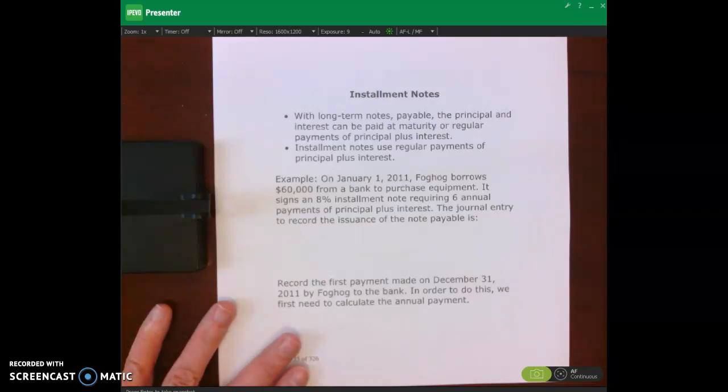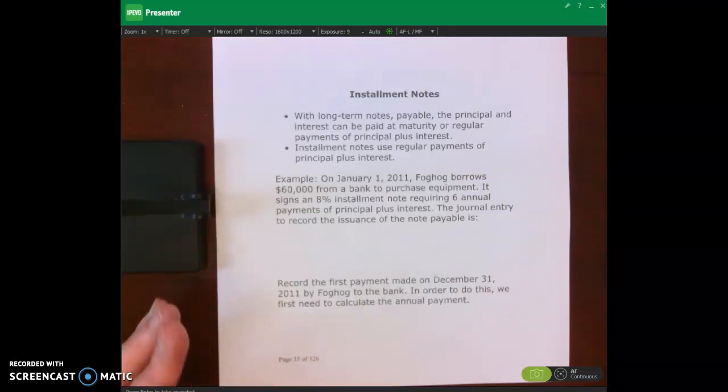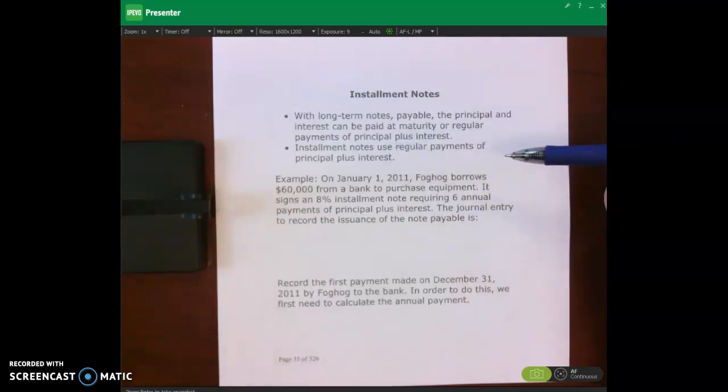So what is an installment note? It is when you make the exact same payment every month or every year, every period. The payment that you make is exactly the same. And then every time you make a payment, part of your payment goes to the outstanding principal on your loan. Part of your payment goes to interest. Part of it goes to principal. So an installment note uses regular payments of principal plus interest.